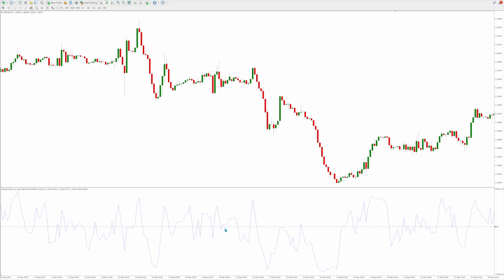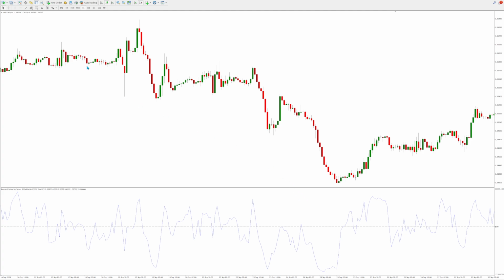Okay, I've added the zero line here. This is the demand index indicator in the window. I downloaded it online. If it doesn't already come with your trading platform, you can find it elsewhere. I'm using the MT4 trading platform here. I've added the zero line to this demand index indicator because that's important for how I'm going to use it for this particular trading strategy, which we'll get to in a minute.